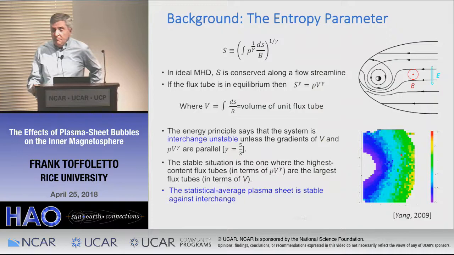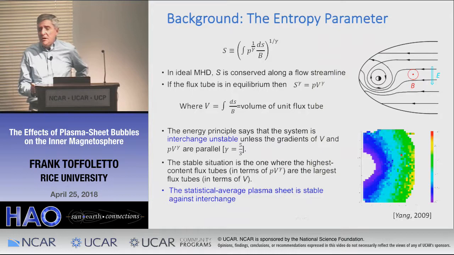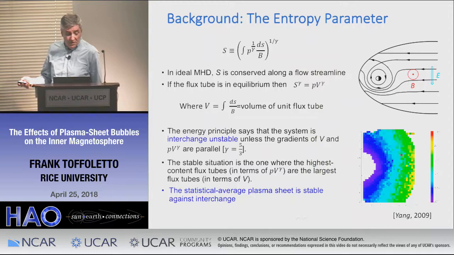Why this is an important parameter is that if you plot the entropy parameter in the inner magnetosphere, the gradient of that parameter as a function of position determines this stability criterion called interchange. So here's an example taken from a paper by Yang a few years ago, where he calculated this entropy parameter from an empirical magnetic field model. And what you typically find is this entropy parameter basically increases as you move out away from the Earth.